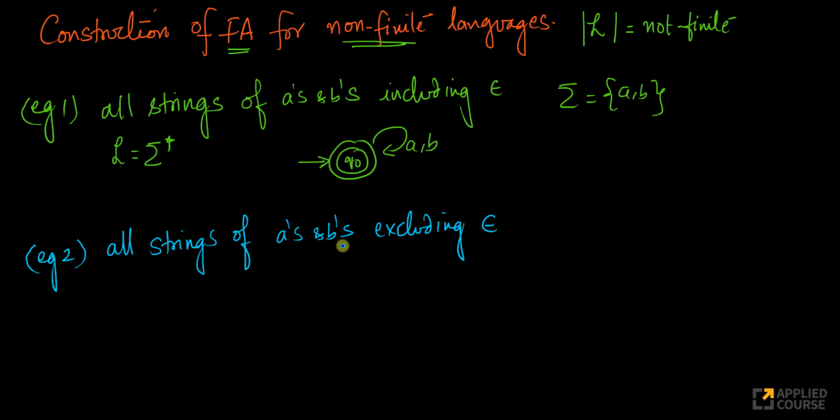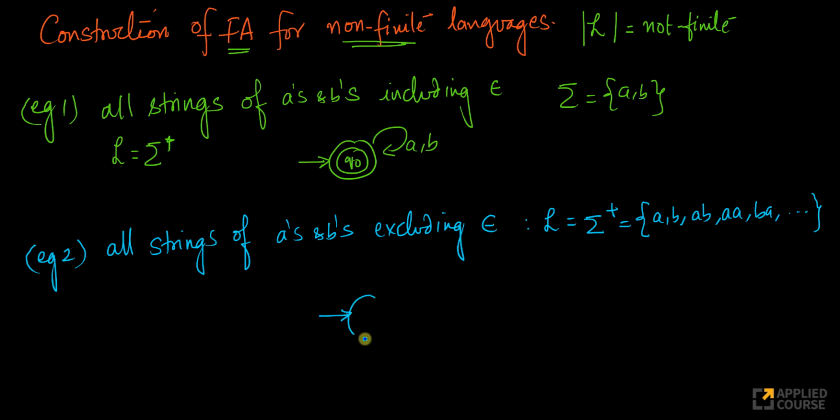All strings of a's and b's excluding epsilon. So what is this language if you think about it? This is nothing but the positive closure of sigma. What is a positive closure of sigma? All the strings, let's say AA, BA, AB, all strings except epsilon. So I will not accept epsilon. Except that, everything else should be there. How do you construct a finite automata for this?